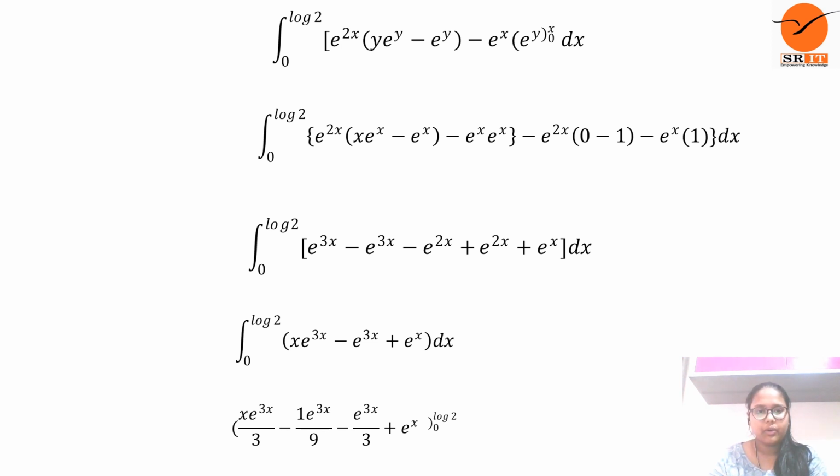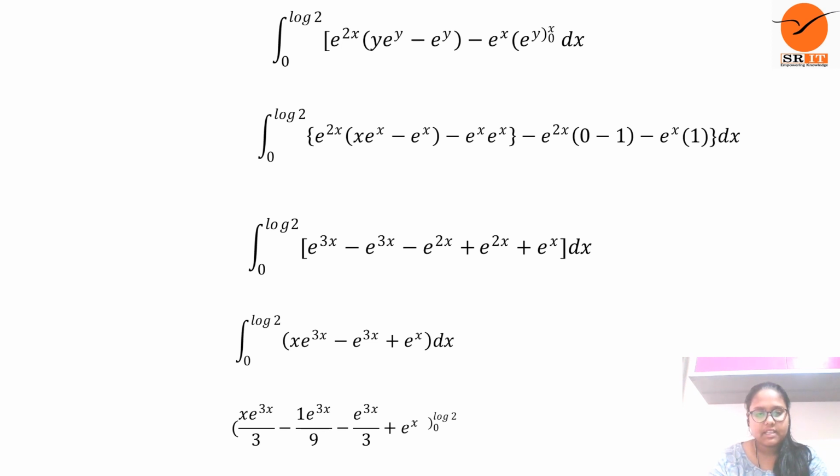Integral 0 to log 2, e power 2x into x e power x minus e power x minus e power x into e power x minus e power 2x, minus, the 0 limit, minus 1 minus e power x into 1, dx. Integral 0 to log 2, e power 3x minus e power 3x minus e power 2x plus e power 2x plus e power x, dx. Integral 0 to log 2, x e power 3x minus e power 3x plus e power x, dx.